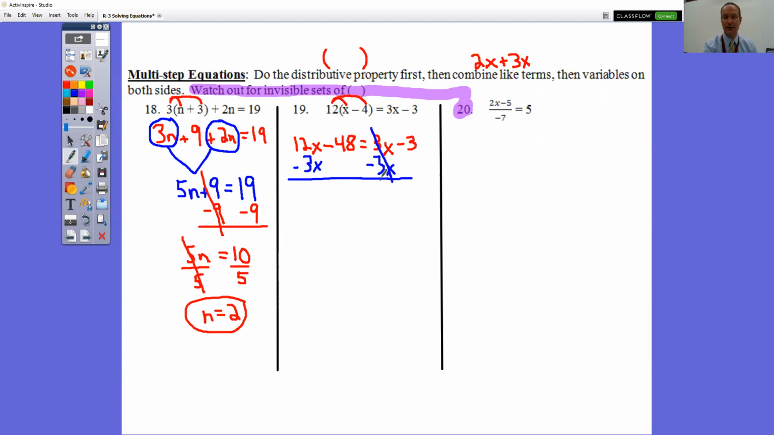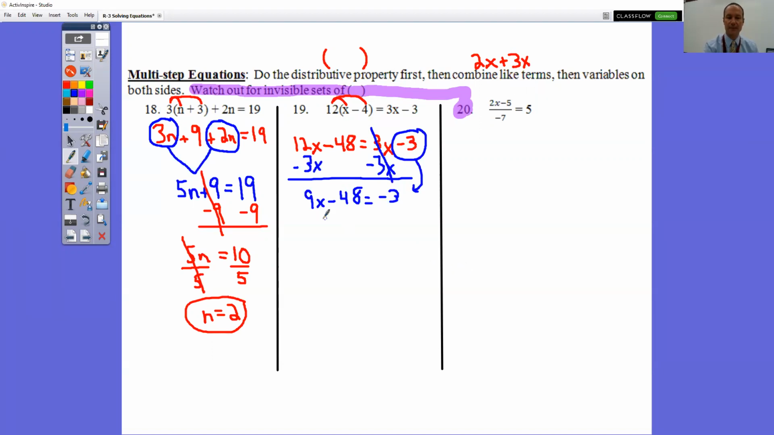So you do have your choice, though. I could have done -12x and -12x. 12x minus 3x is 9x. Bring down your -48 that we didn't use yet. Bring down your equal sign. Be very, very careful right here. What we are bringing down is a -3 because there's a minus sign in front of the 3.